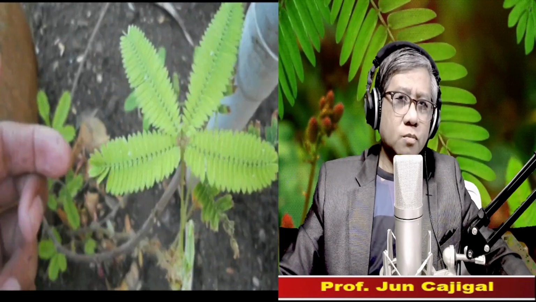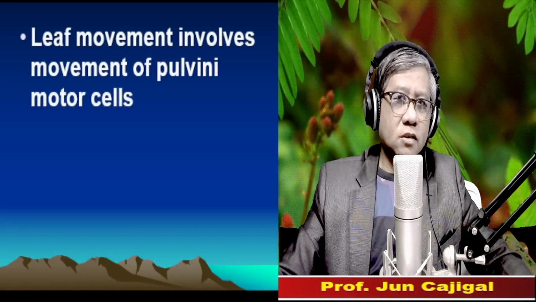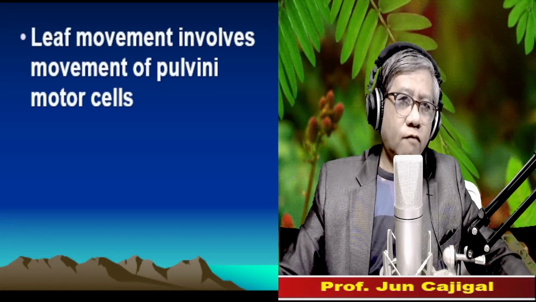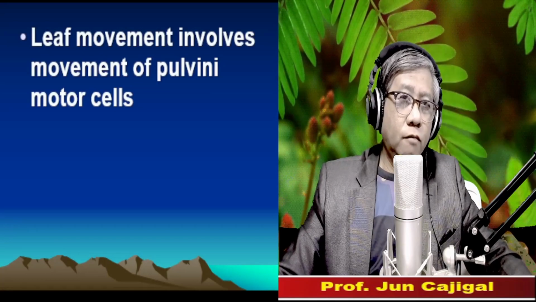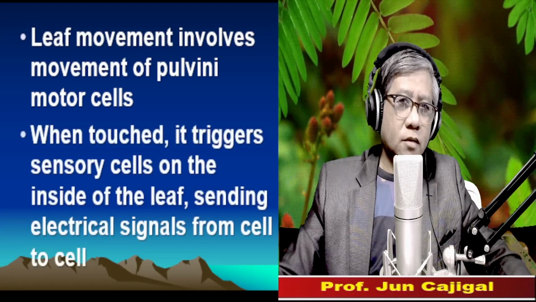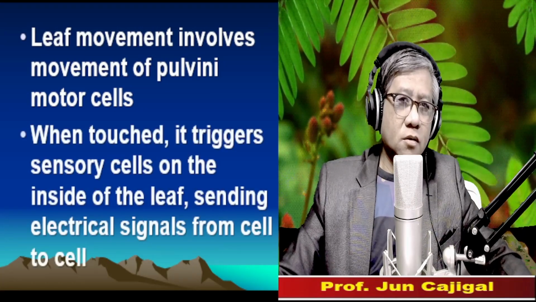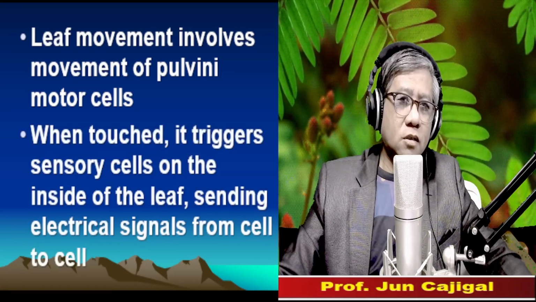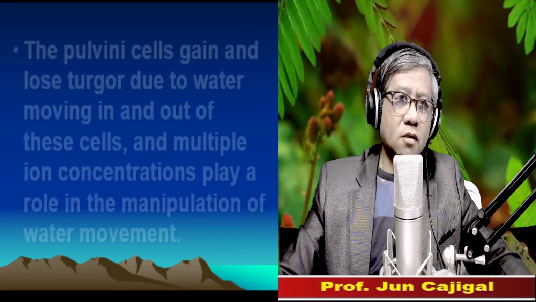Now how do we explain this quick and sudden movement of the Mimosa pudica or the Macahiya plant? Now it has something to do with specialized cells. Now this movement of Mimosa pudica involves the movement of pulvini motor cells. Now when touched, this triggers sensory cells on the inside of the leaf, sending electrical signals from cell to cell.